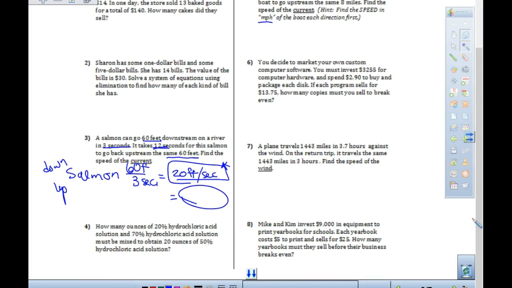You're dealing with how many copies to break even. Expenses, you should start with telling me your expense and your profit. And usually you're dealing with dollars and items. Items is the X, dollars is the Y. So when you're doing those.